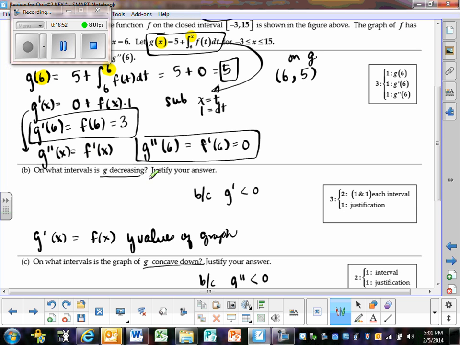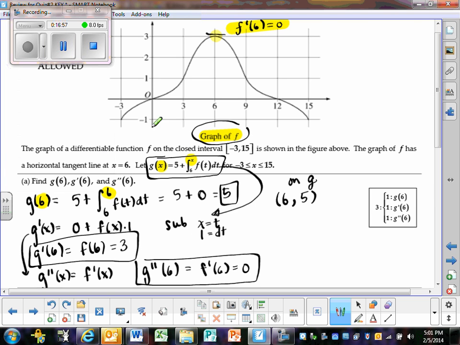So if we go back up and look at the y values of the graph, where are the y values of the graph negative? That occurs between -3 and 0, and between 12 and 15.